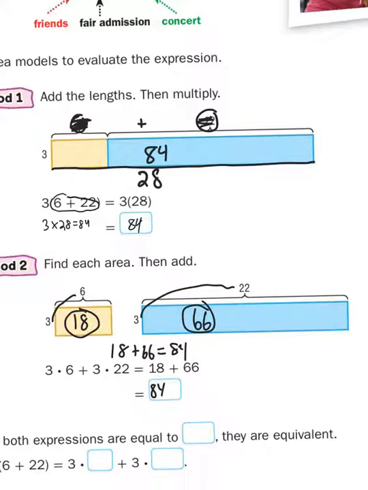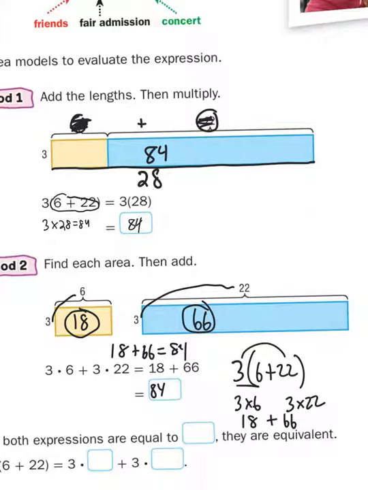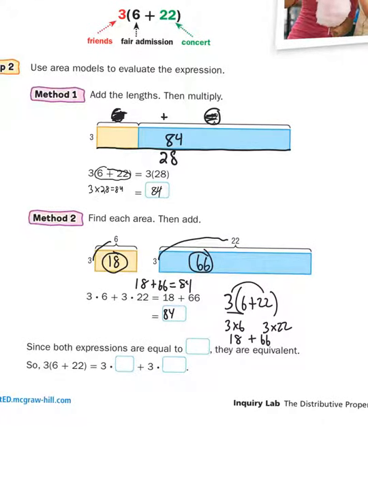So just to summarize what we just did, I'm going to show you the problem here. We took our problem, 3 times (6 plus 22). Instead of adding what's in parentheses, we said, let's do the 3 times the 6, and let's do the 3 times the 22. And when we did that, we got 18 plus 66, and we added them together. So that's a little bit different way that you're probably not used to solving a problem. It says, since both expressions are equal to 84, they are equivalent. So 3 times (6 plus 22) equals 3 times 6 plus 3 times 22.